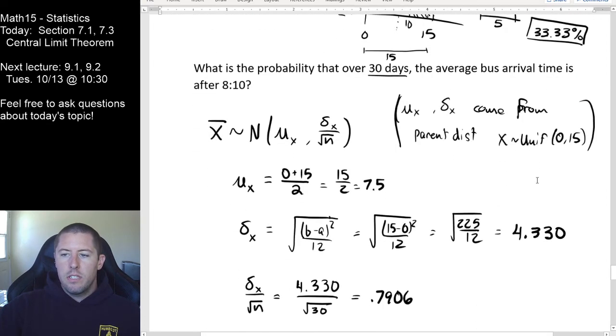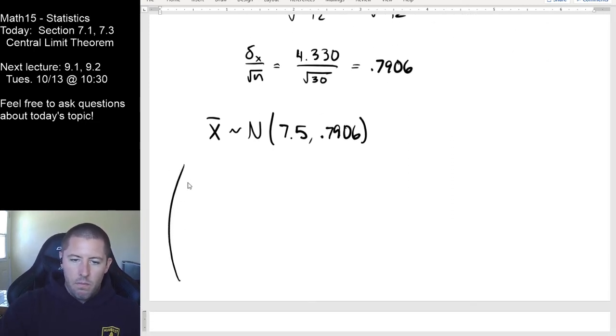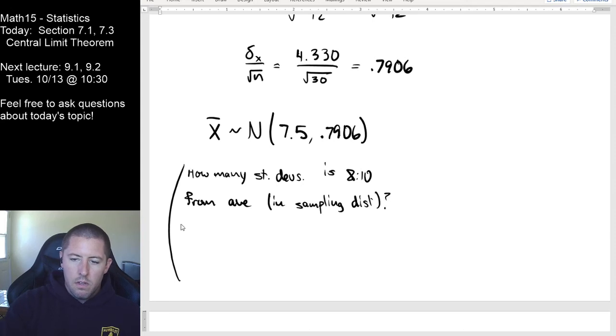So notice now we're interested in the bus arrival time being after 8:10. Let's see how many standard deviations 8:10 is from the average in the sampling distribution. Well, we can compute our z. We used to have x minus mu over sigma. We now have that z is x bar minus mu over sigma over root n.